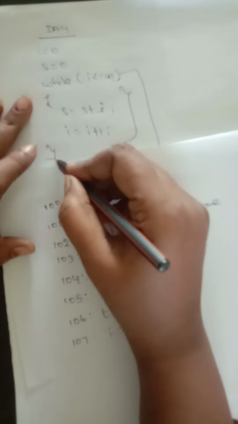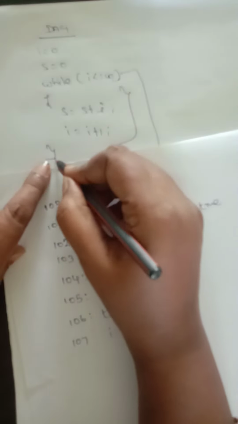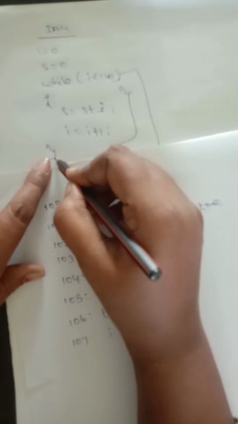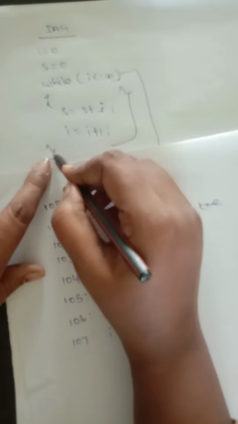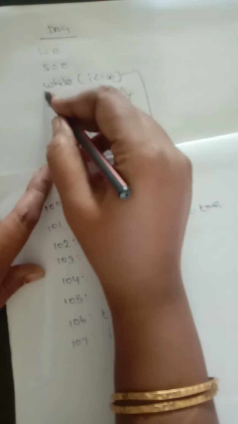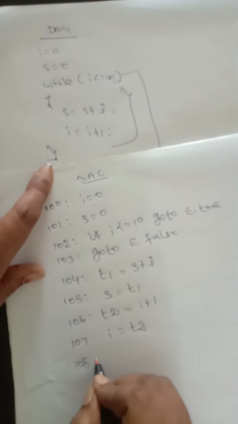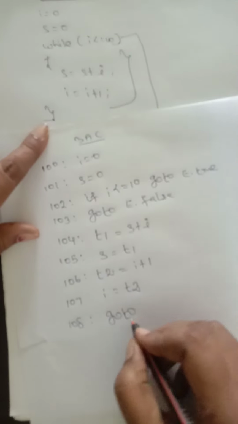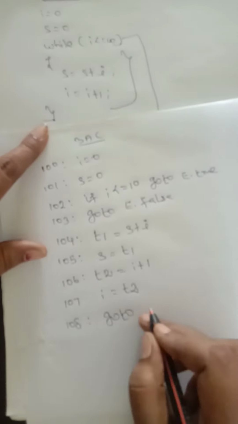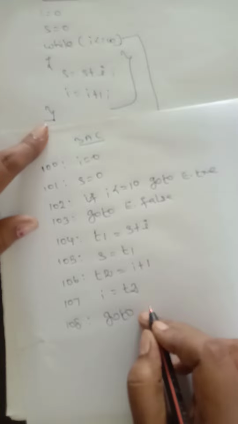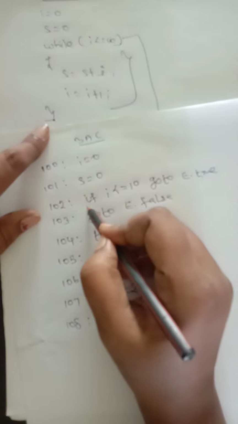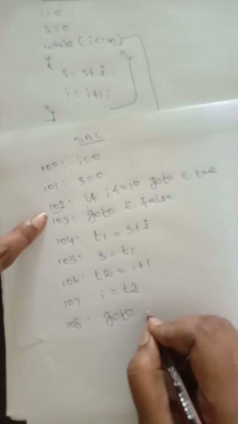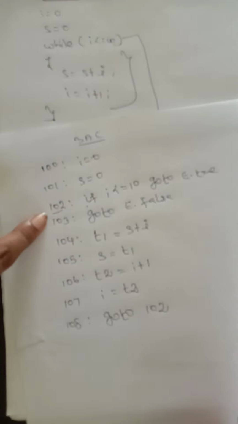Okay, then what's the next statement? Next statement is closing. Closing in the sense it indicates again the statement goes to the starting of while. So at line 108, just put go to the starting address of while. What is the starting address of while? It is the if. So the starting address is 102.